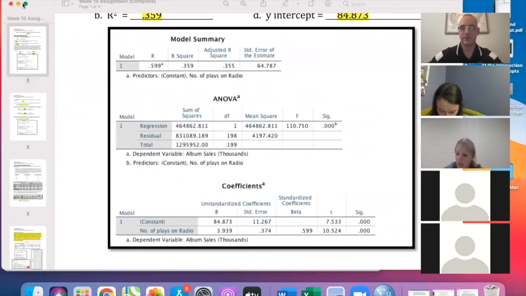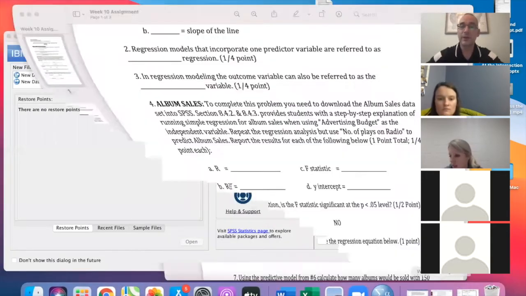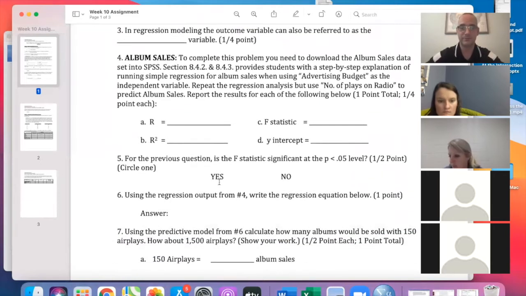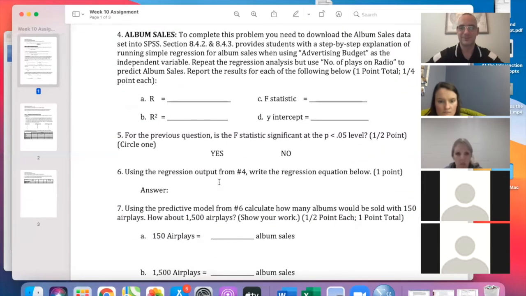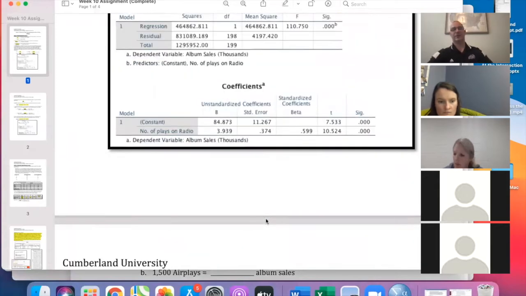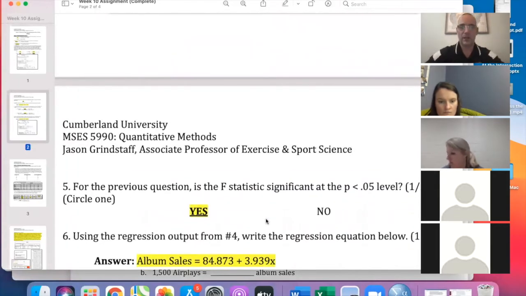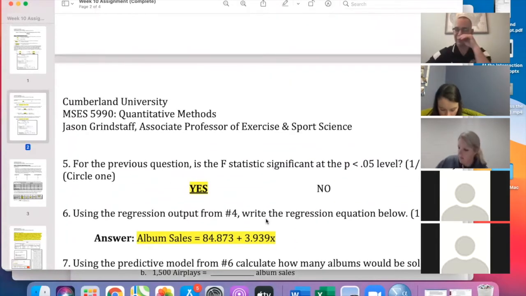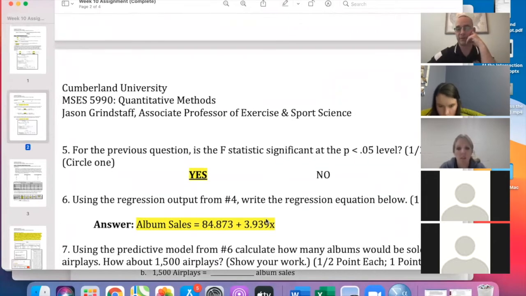So then, continuing through the next problems, we would still use the number of plays for inputting that data. Right. So you're talking about number 6 when it asks us to actually write out our regression formula. Yeah, for 6 and 7.